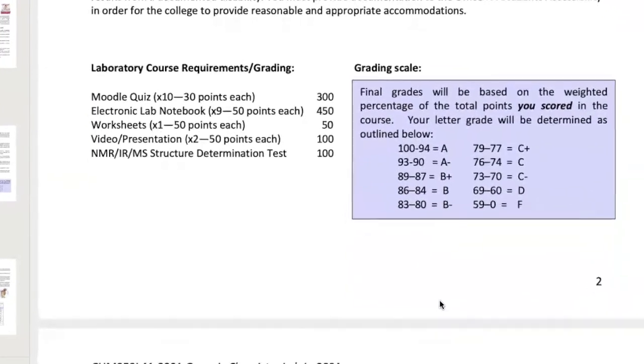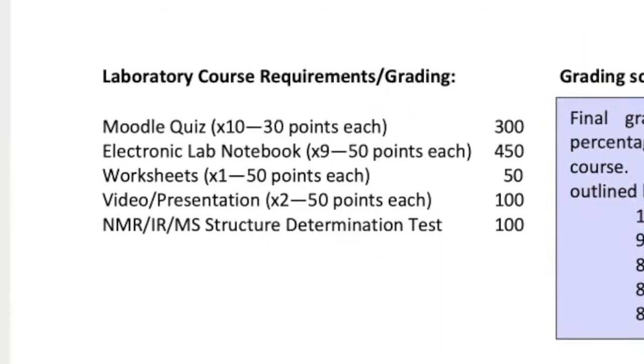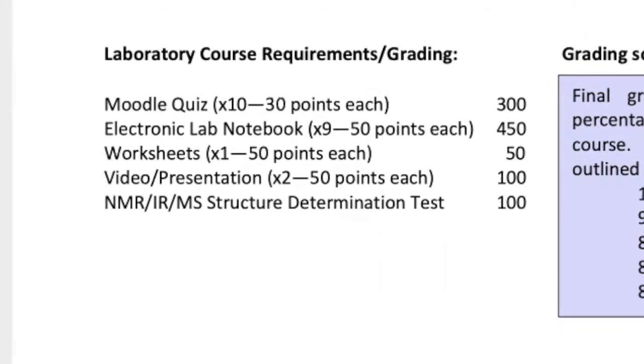Here's the breakdown for the points for grading. Moodle quizzes will be worth 300 points out of the 1,000. The electronic lab notebooks will be worth 450 points out of the entire 1,000. That one worksheet will be worth 50. That's for the mass spec. Your videos will be worth 100. And then your final spectroscopy structure determination test will also be worth 100 points.